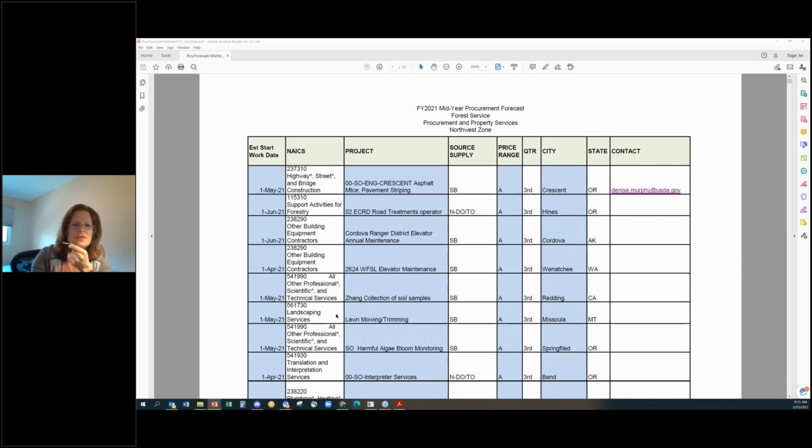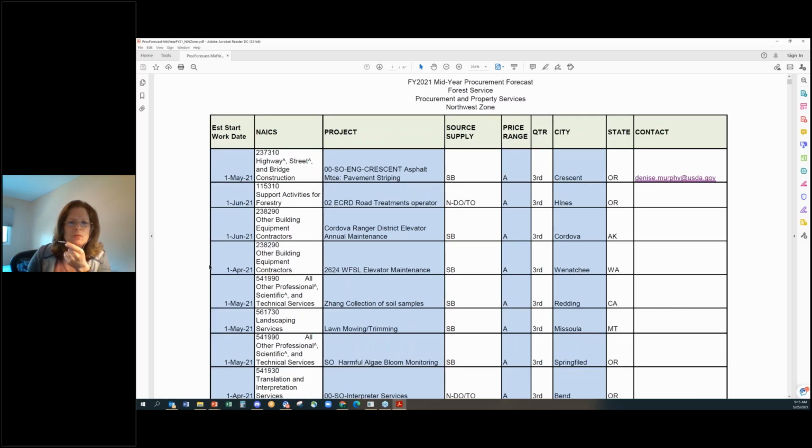So if there's any questions, as Jody had said, here's the mid-year procurement forecast. It is posted as a handout here with today's handouts in the webinar. If you have any questions about a specific project, I'm the point of contact for all of them. So just give me a call or send me an email, and I'll get you more information about the project. It lists NAICS codes there, the estimated start work dates, which are estimated. So as you can see, some of them have already passed. It gives a general name where the location of the project is at.